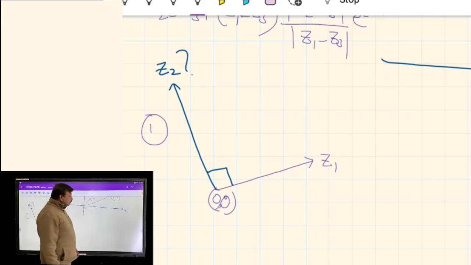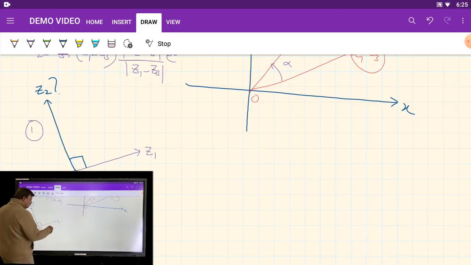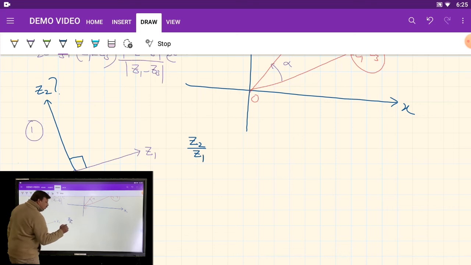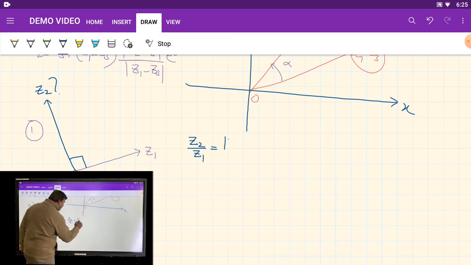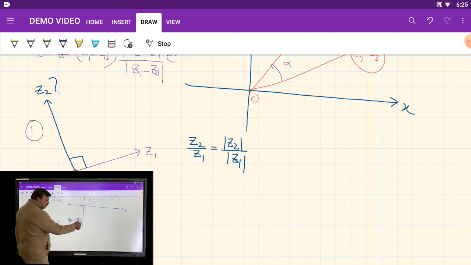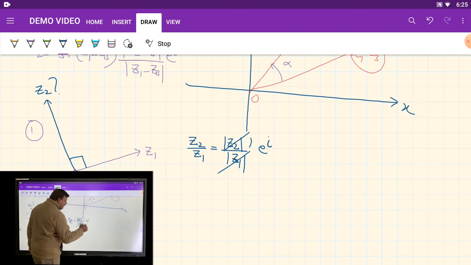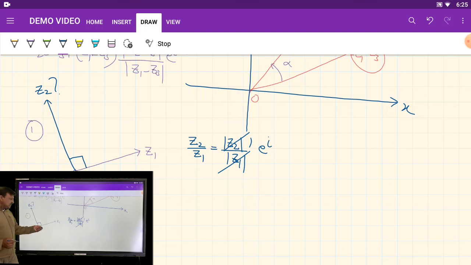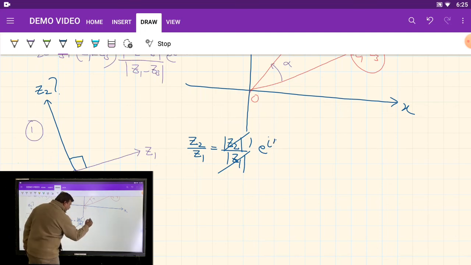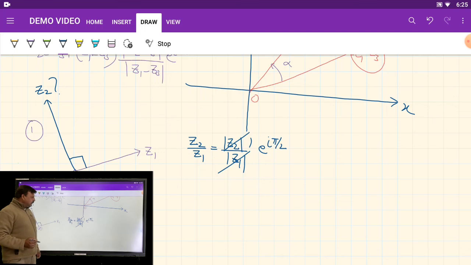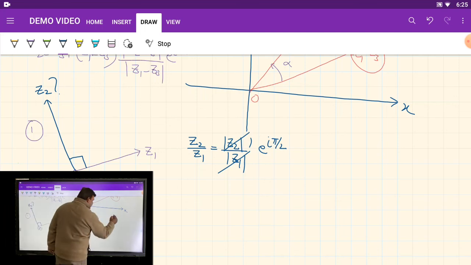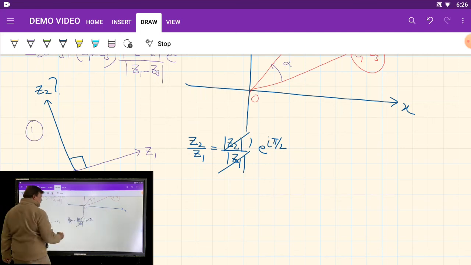Now, what we'll do, we have Z2 by Z1. We'll make use of the first CONI'S rotation method rule which we used, is equal to mod Z2 by mod Z1, which incidentally, since mod Z1 and mod Z2 are equal, they will cancel and give you 1, into E iota, the angle between the two vectors. The angle between the two vectors is 90. So instead of alpha, here now I am writing E iota pi by 2. Now just tell me, what is E iota pi by 2? Can you help me? Yes, students.